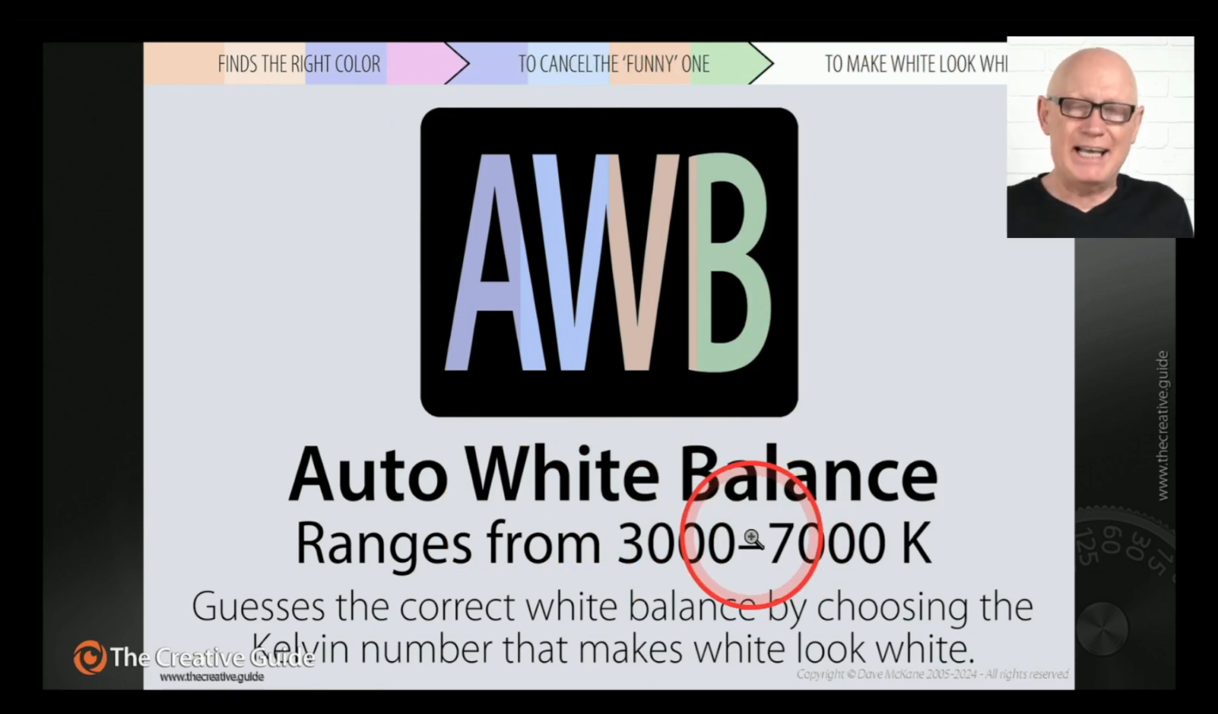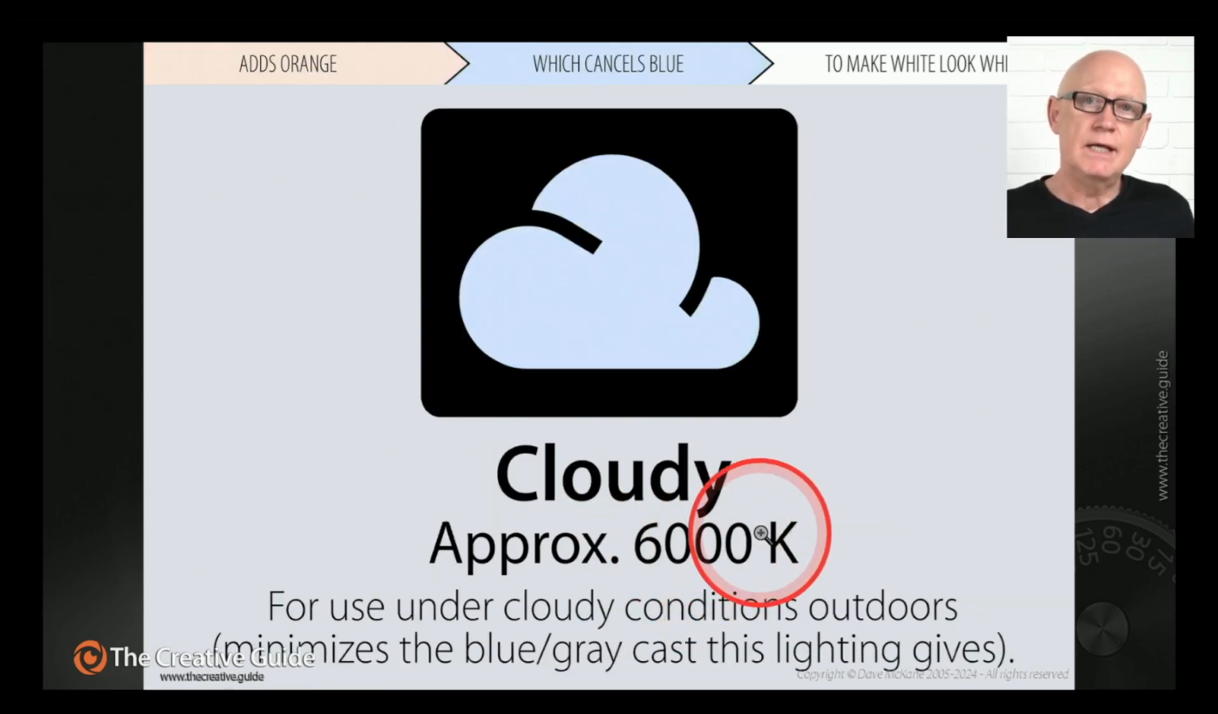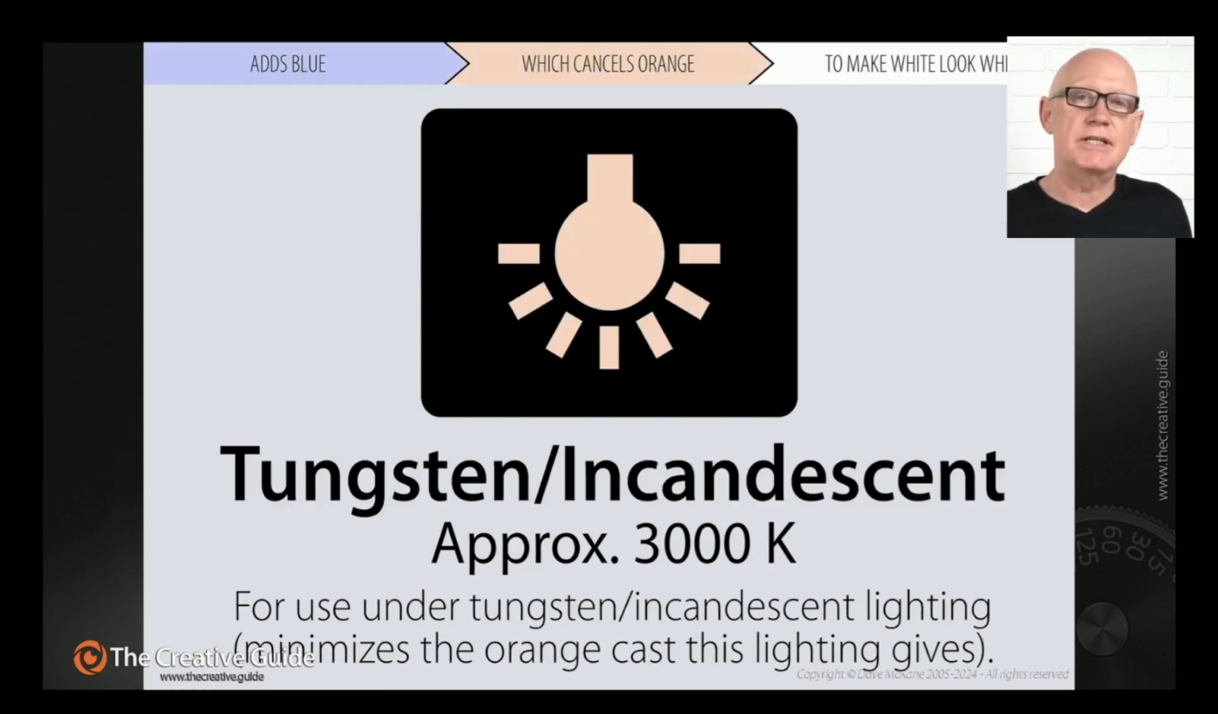Now, we use Kelvin as a measure of the color temperature of light. Not that it's hot per se, but blue is cool, and tungsten is adding yellow, so that's warm. But basically, this is how we measure it. Cloudy is adding yellow to be able to cancel out the blue that's coming from that grey blue on the cloud. And tungsten incandescent is adding blue to cool down the yellow and oranges coming from that lighting.